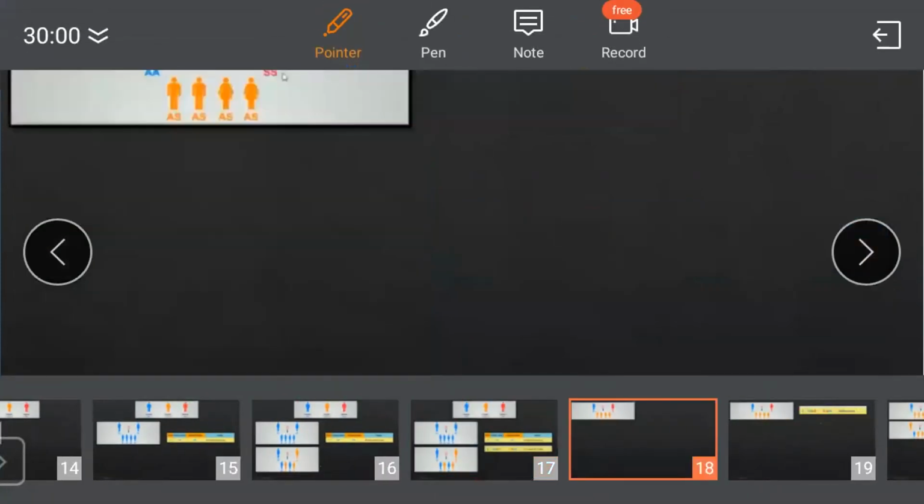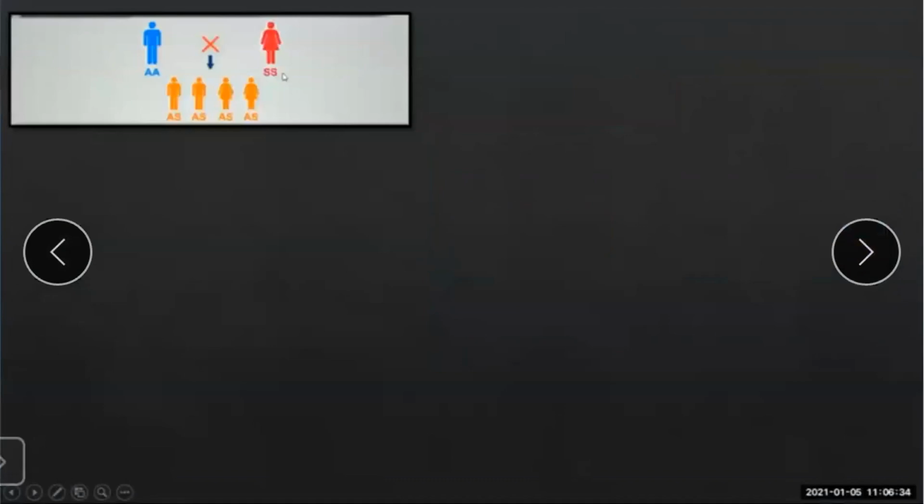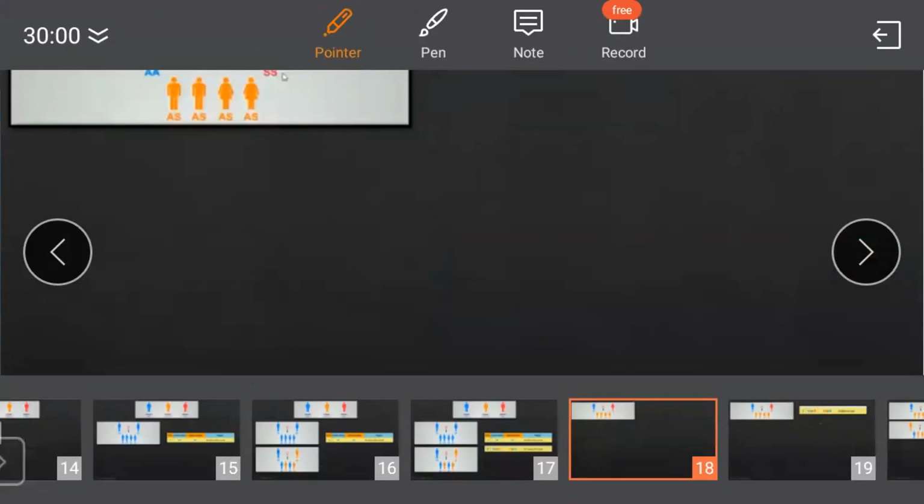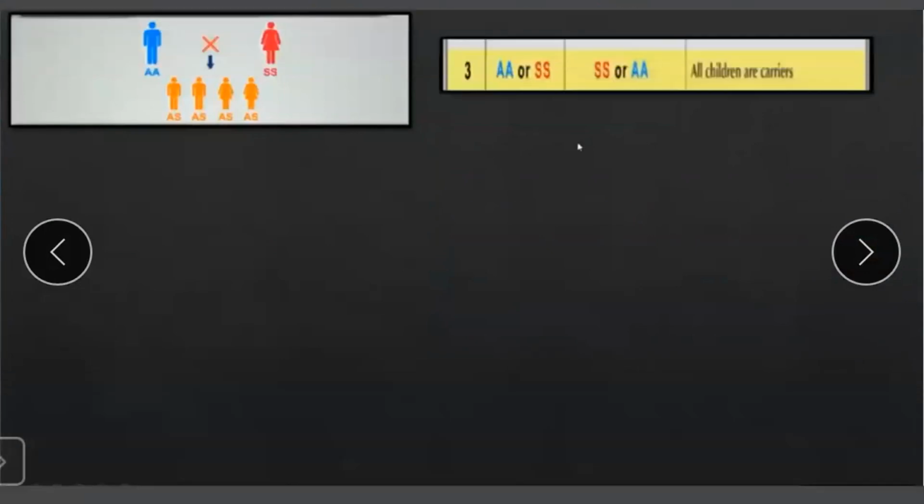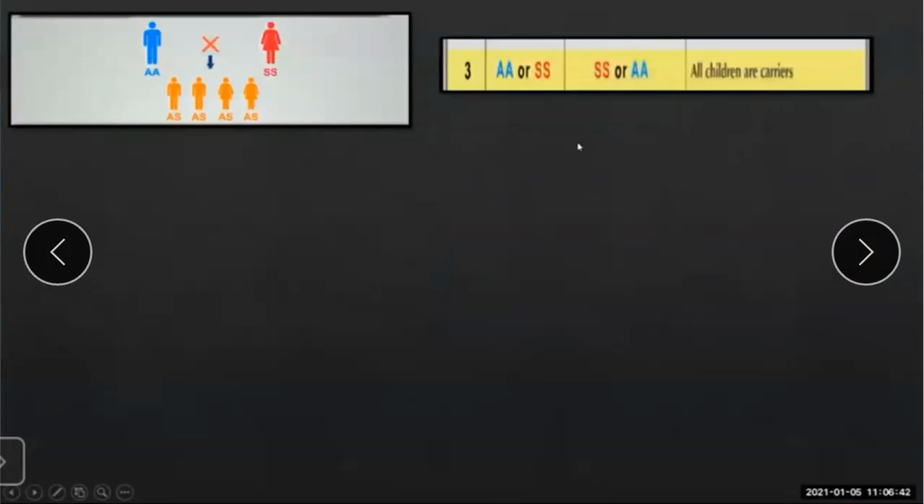Now, when we cross a normal male with a sufferer woman, what can we see? If one parent is normal and one is a sufferer, what result will we get? We get that all the offspring are carriers. Carriers means what? AS, AS, AS. Understand up till here? Yeah.